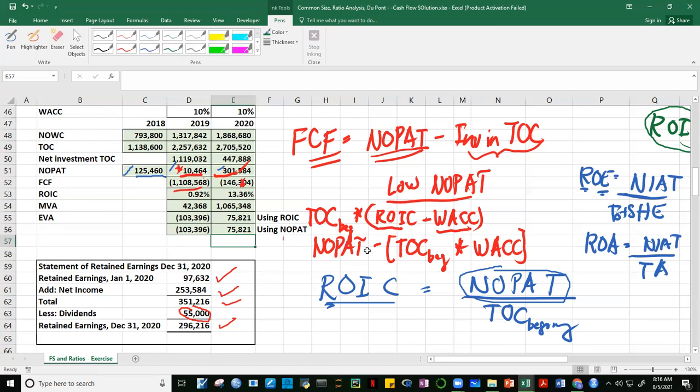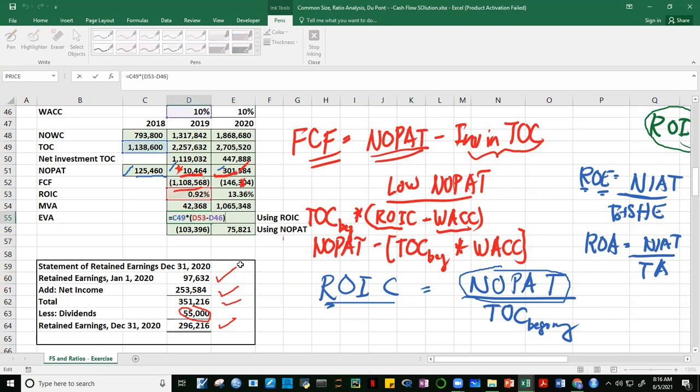This is one way, the one that we used last time. And this is the other way. If you notice, guys, pareho nilang ginagamit yung TOC at saka yung WACC. Nag-iiba na lang dun sa paggamit ng ROIC at saka NOPAT. One uses ROIC, one uses NOPAT. But both of them make use of TOC beginning and the weighted average cost of capital.